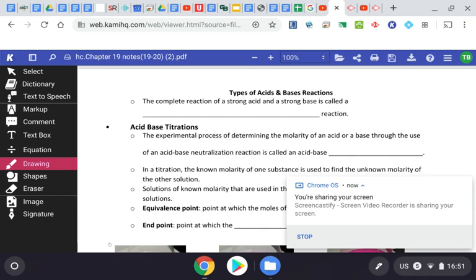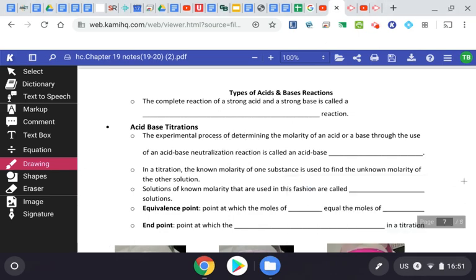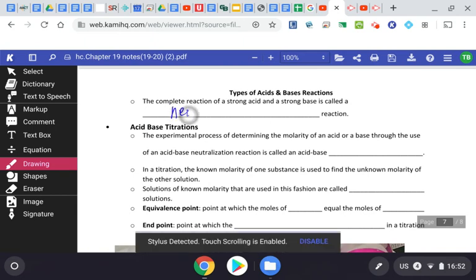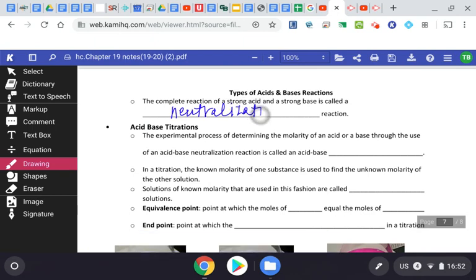Hello, ladies and gentlemen. We're going to be doing the last day of Chapter 19 notes, day 4. Our focus today is going to be on titrations. Now, in order to understand titrations, we need to look at neutralization reactions. These are the Arrhenius acid-base reactions that we looked at day 1. The complete reaction of a strong acid and a strong base is called a neutralization reaction. This is where you have your acid and base combined to form a salt and water.